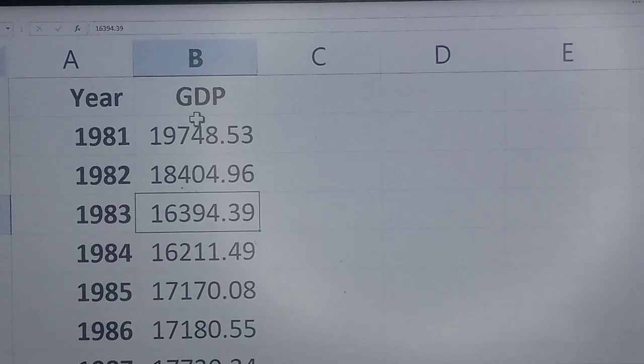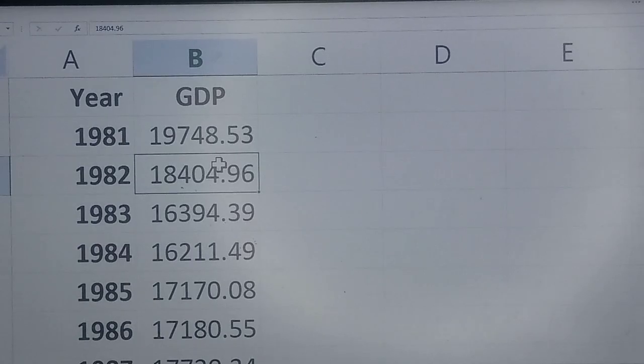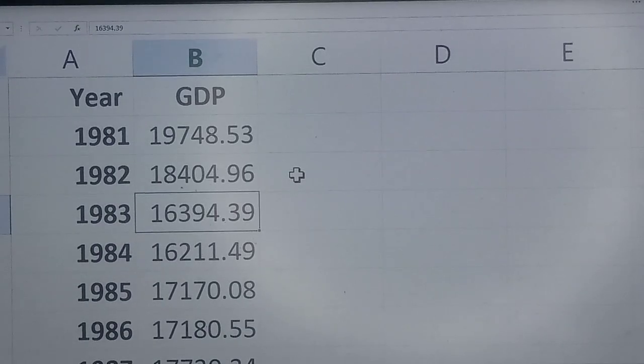So since the interval between collecting the first data and the second is 1 year, and the interval between collecting the second and the third data is 1 year, then we say that this is a time series data, otherwise referred to as annual data.